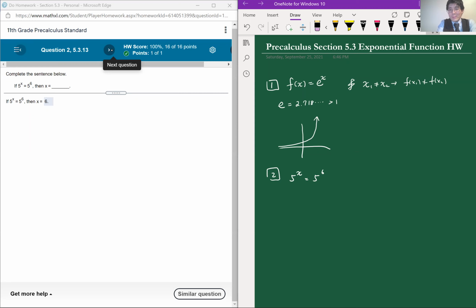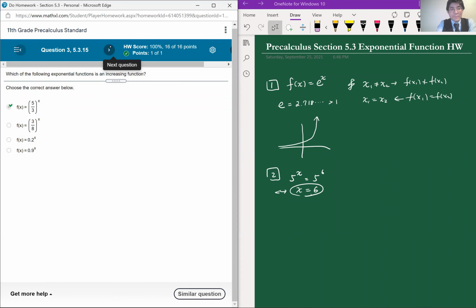Taking the contrapositive of this, it can also be stated as: if the output is the same, then the input must be identical. So because the output of the exponential function 5 to the x is equal to the output when you put x equal to 6, the input x must be equal to 6. So you can say it this way as well. So we can say x is equal to 6.